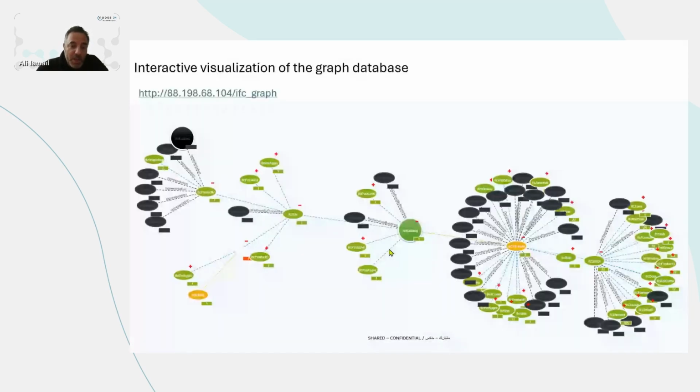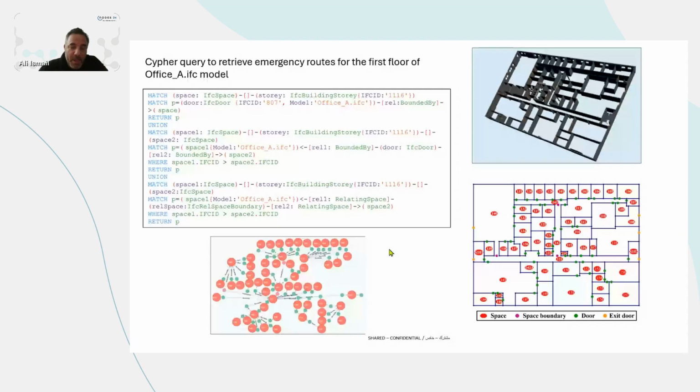If you would like to see the graph database after generation in interactive mode, you can also go to this address. I'm using here the IP address of the IFC web server because I'm not using a secure connection, to the /IFC_graph, where you can explore these models and play with them, or get a feeling of what this graph database looks like at the end.